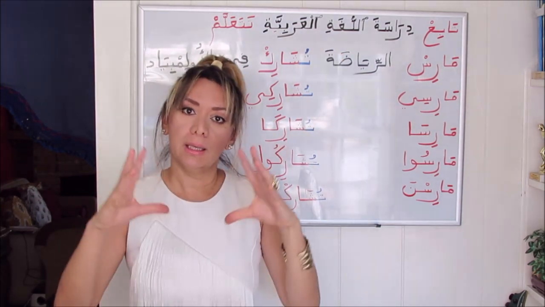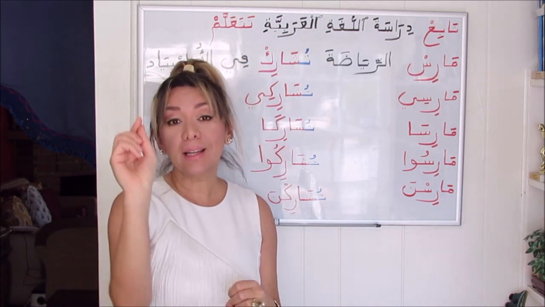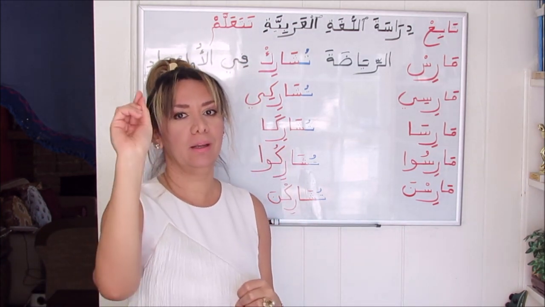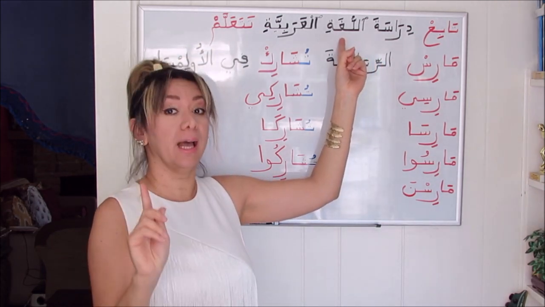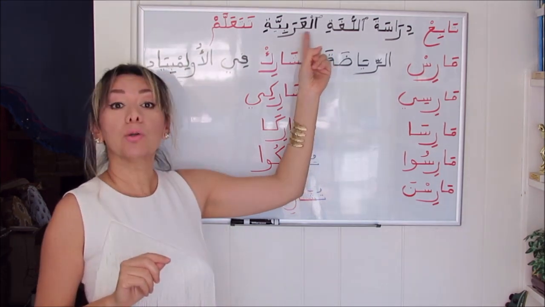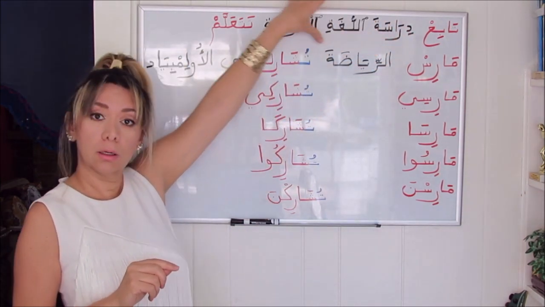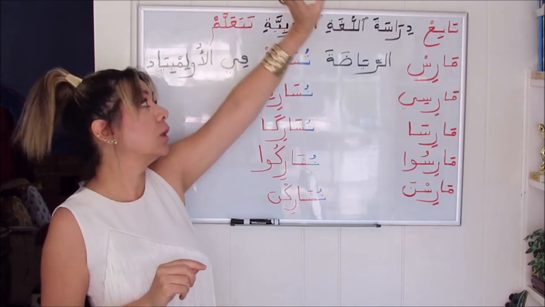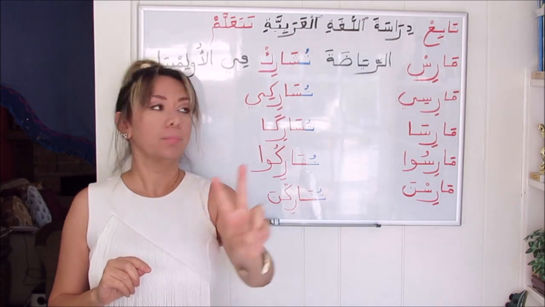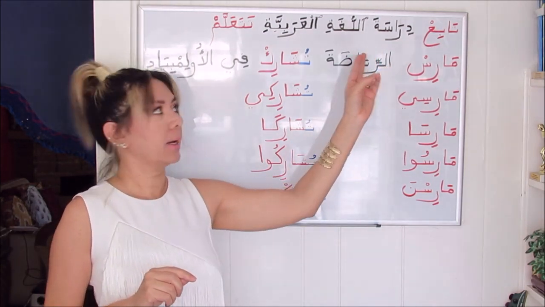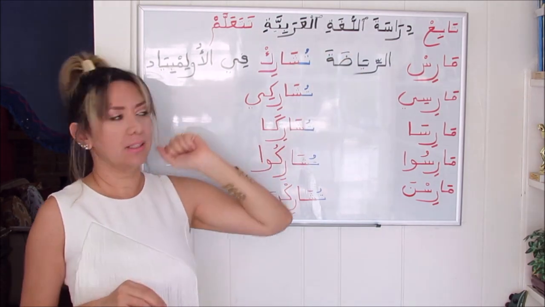So if the إضافة construction is definite, only the last noun will carry the definite article L, not two of them. So within this genitive construction, normally we have just two parts, two nouns back to back, and this one just a modifying adjective.